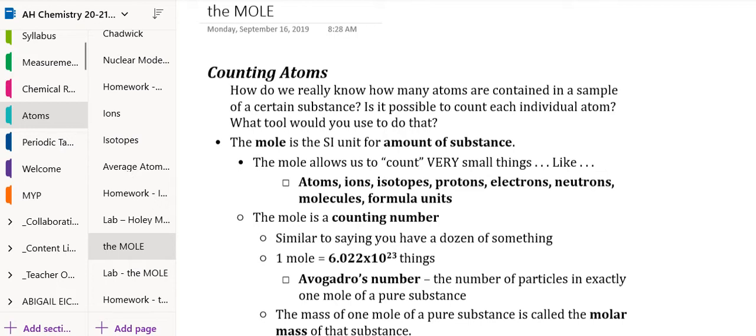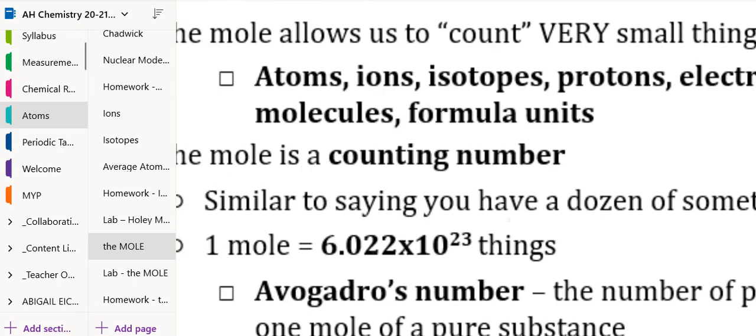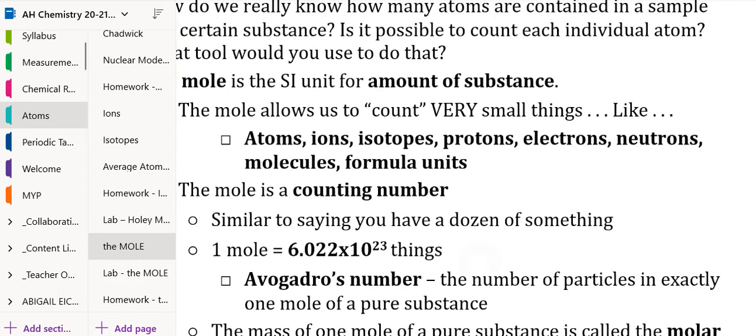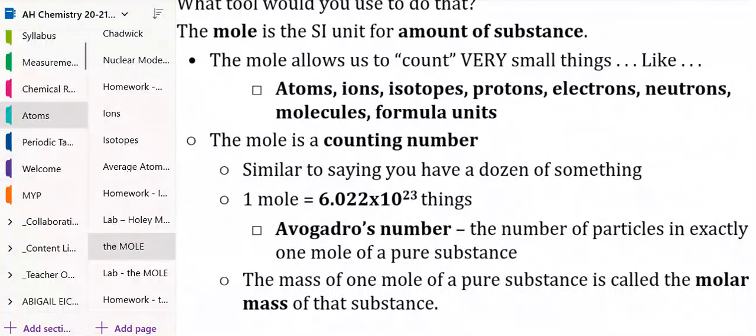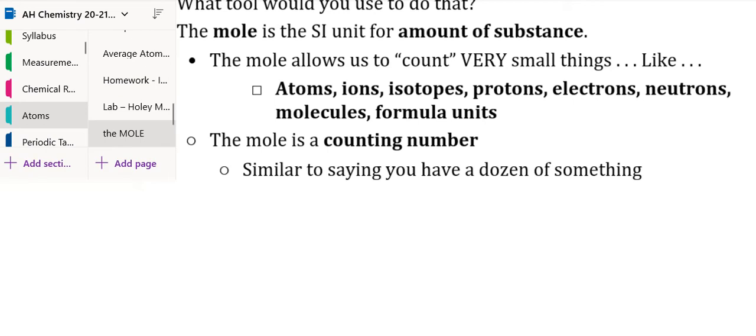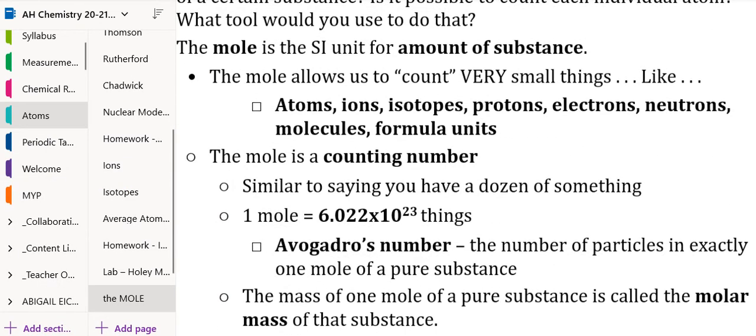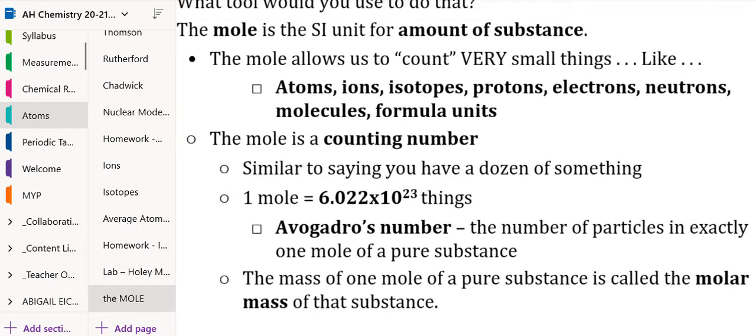So we have a counting number, and that is 1 mole. So 1 mole is 6.022 times 10 to the 23rd. So is that a big number or a small number? Big. It's a very, very big number. Does it make sense that if we're talking about atoms and parts of atoms, this is a very big number? Yes, why? Because we're counting things that are so small.